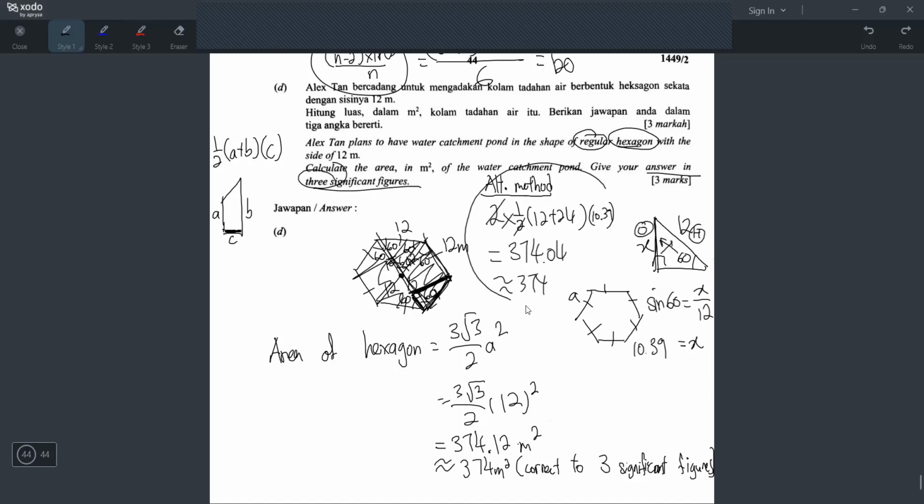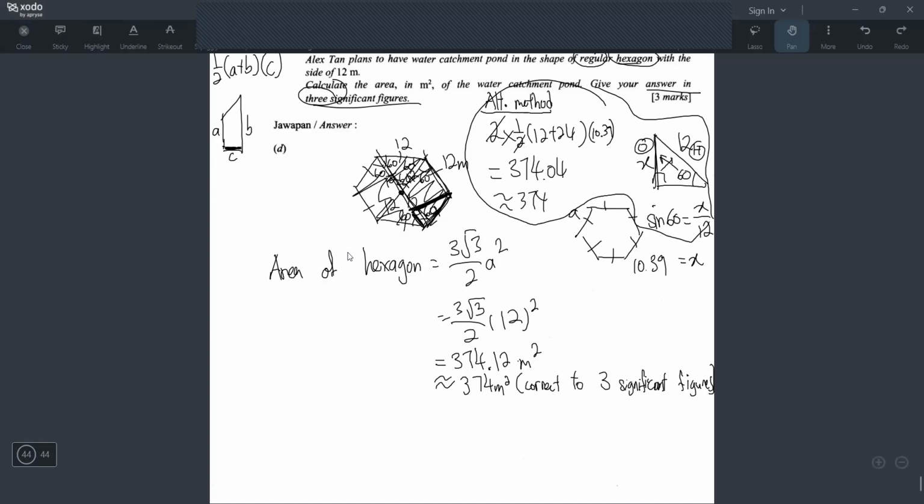Okay, so this is another method that I want to share with you. All right, but of course, if you do it like this, it's way faster. But with this method you have to remember the formula, and I don't think they would give you this formula in the exam. Yeah, so this is the special formula to find the area of a regular hexagon.